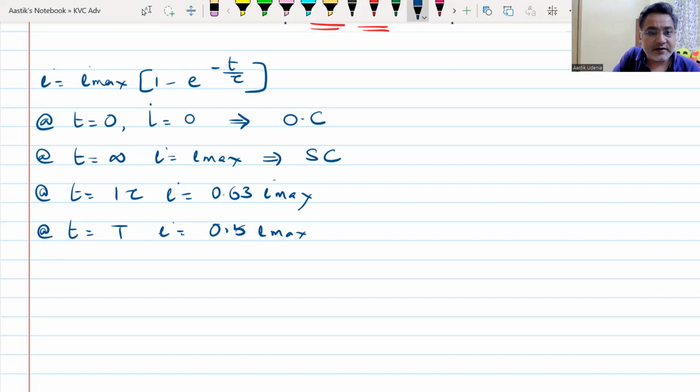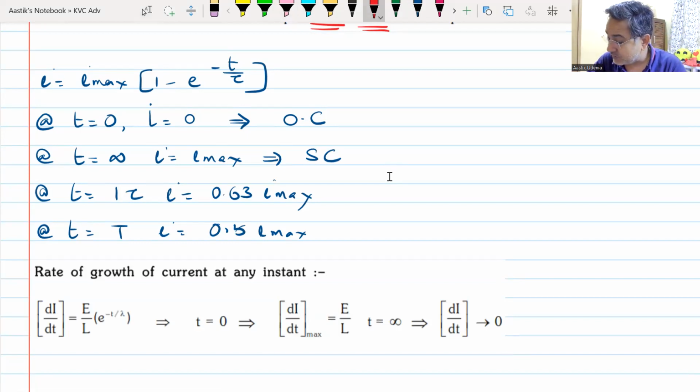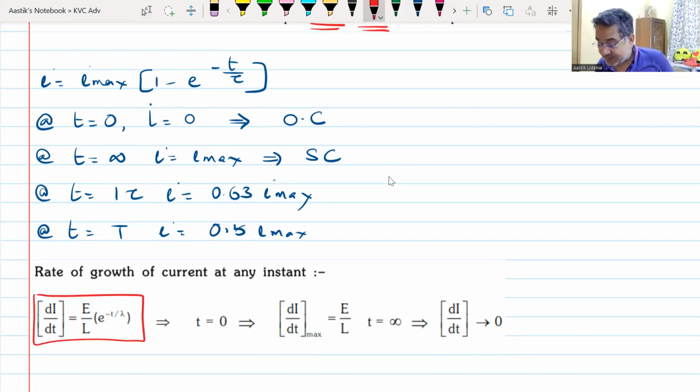At the same time, the next important thing that they can ask is the rate of growth of current. When they talk about rate of growth of current, they are talking about di by dt, the derivative of I with respect to time. It will be E by L, E meaning V by L, e to the power minus t by tau.